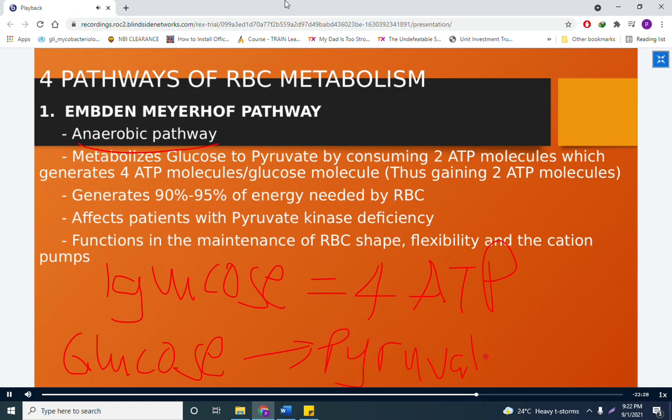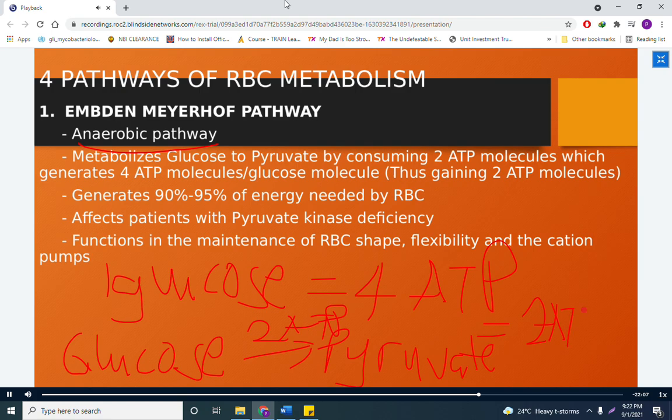2 ATP molecules. So when it consumes glucose, class, it gives 4. Now, to become pyruvate, it has to consume 2. Thus, what remains is 2 ATP molecules.